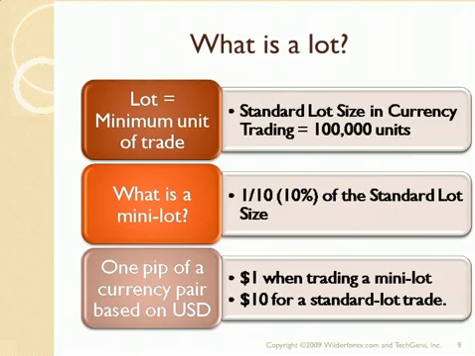What is a lot? A lot is the minimum unit of trade. In currency trading, the standard lot size is equal to 100,000 units. What is a mini lot? 1/10, 10%, of the standard lot size. 1 pip of a currency pair based on USD is $10 for a standard lot trade and $1 when trading a mini lot. To calculate the standard lot trade, you multiply 0.0001 by 100,000, which equals 10 units.